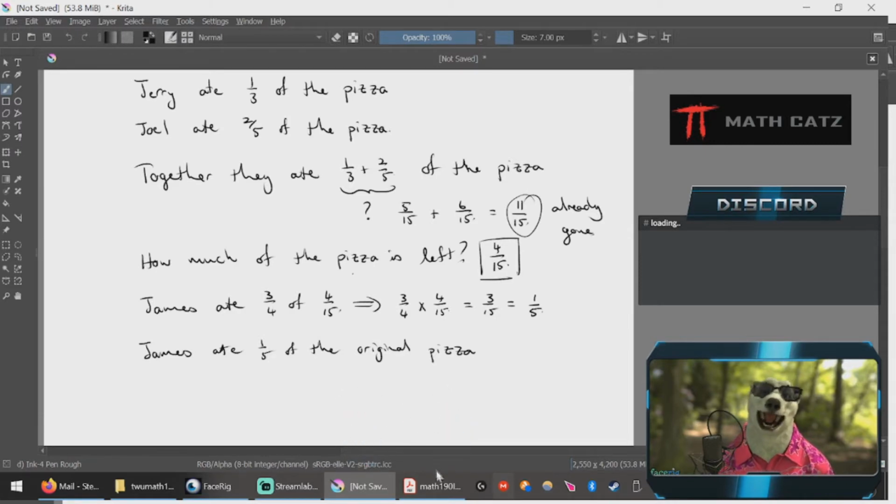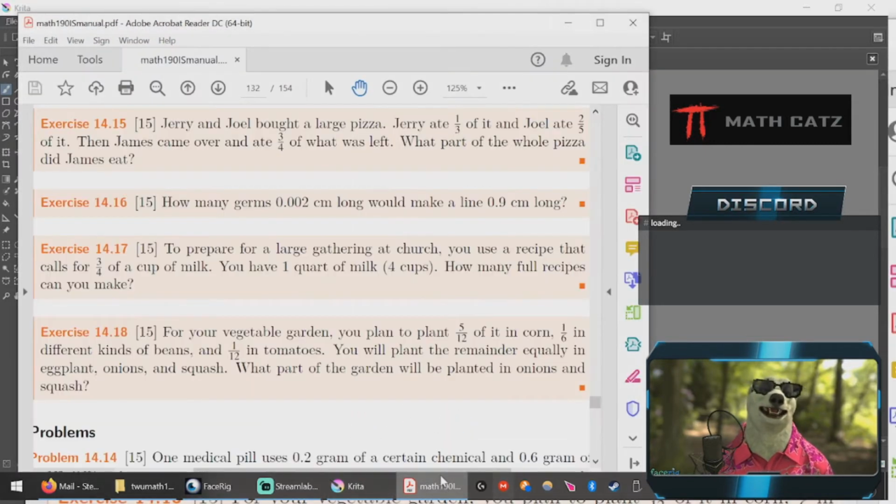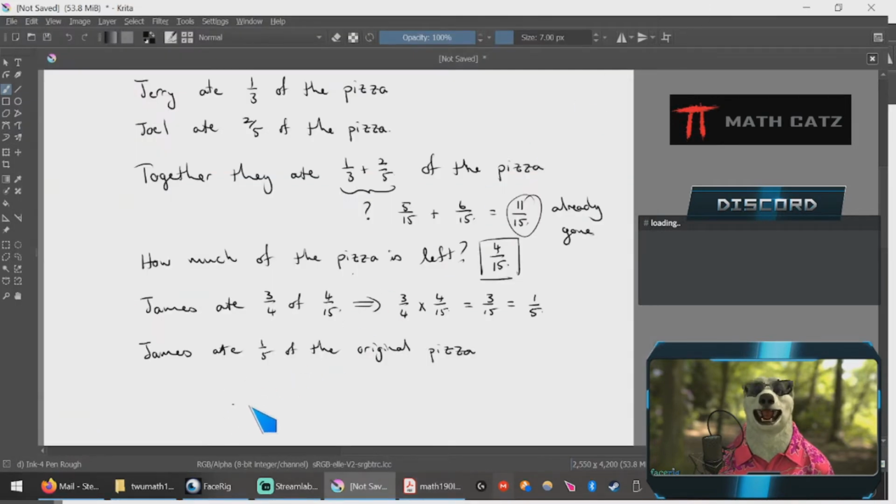And notice how I forgot about what the question was asking. I'm just trying to figure out the situation. Now the question happens to ask, what part of the whole pizza did James eat? Oh, well, look at that. I already did that. In my process of figuring things out, I found that James ate 1/5 of the original pizza. Oh, that happens to have answered my question.